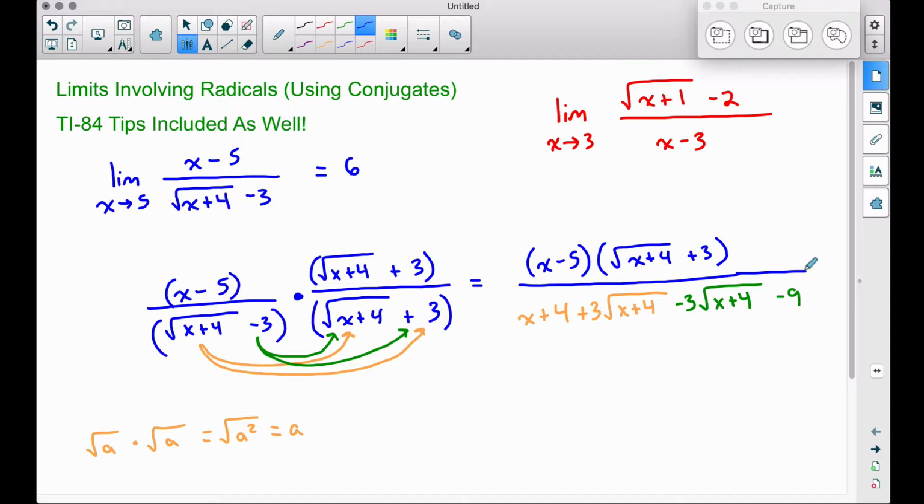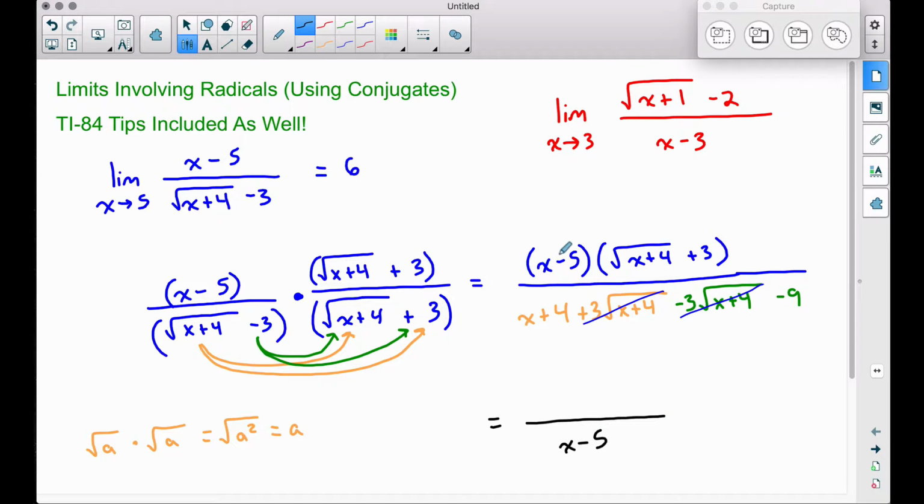Growing out my fraction bar a little bit more. Notice we do have some like terms in here. We have some like radicals: plus 3 square root of x plus 4 minus 3 square root of x plus 4. These two cancel out. Let's combine like terms at the bottom, and really what we have is x plus 4 minus 9 over here. So plus 4 minus 9, we have an x minus 5 in our denominator.